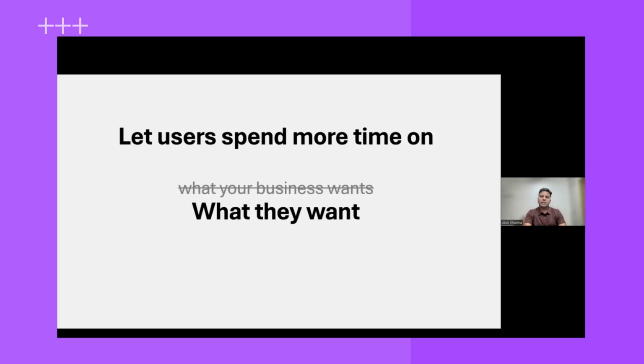Okay, the next one is: let users spend more time on what they want instead of what your business wants. I've seen a lot of examples where businesses always shout about what features they have, but they are not concerned about what their user wants. They always try to sell something every now and then. The best example I can think of is mobile phones, right? It's always feature heavy. You always have plenty of different features.